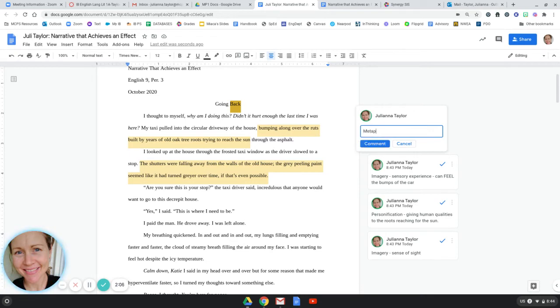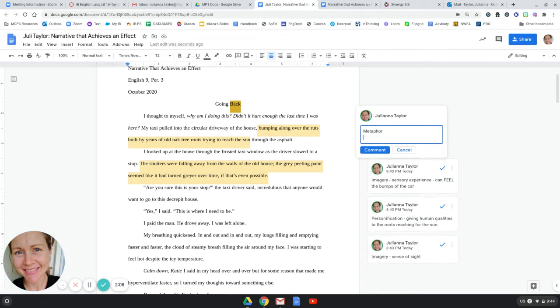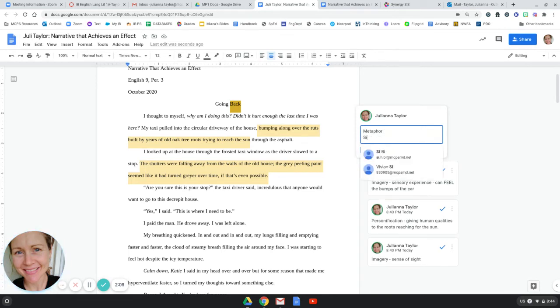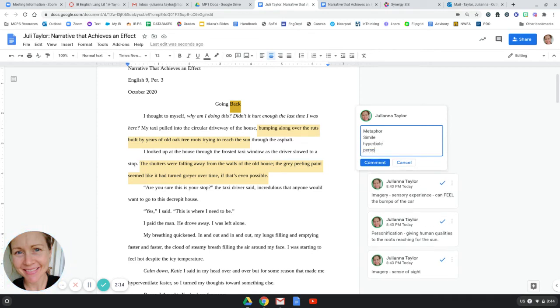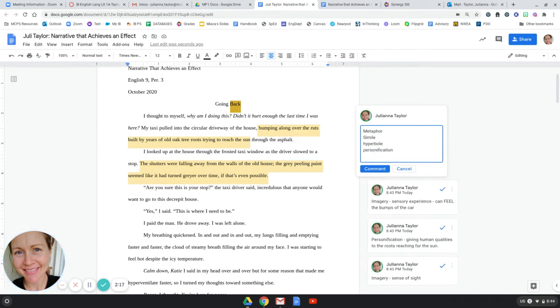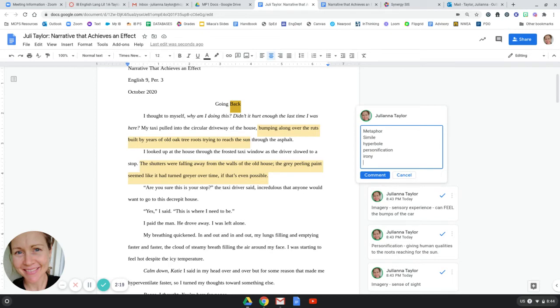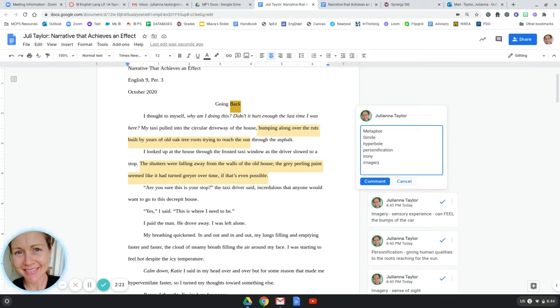But some of the most common ones are metaphor, simile, hyperbole, personification, irony, imagery. We already talked about that one. So these are some of the examples that we have in our notes document, but you're welcome to go back through and find one that makes the most sense for your story.